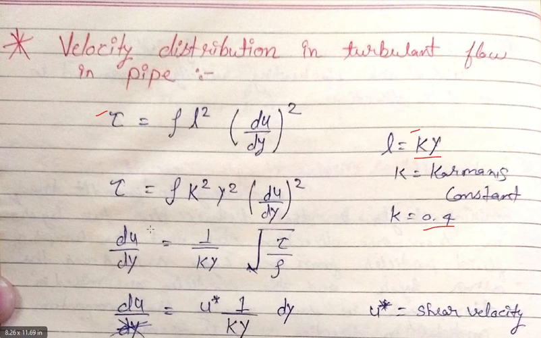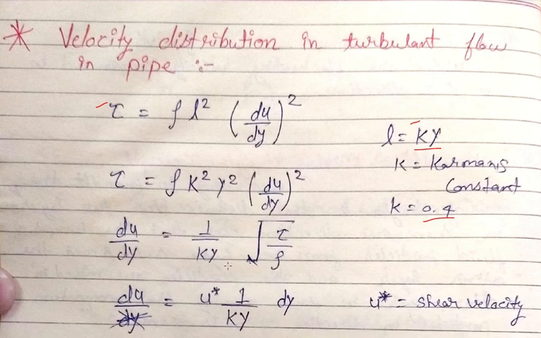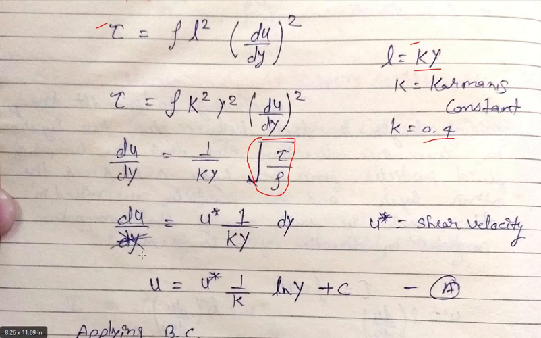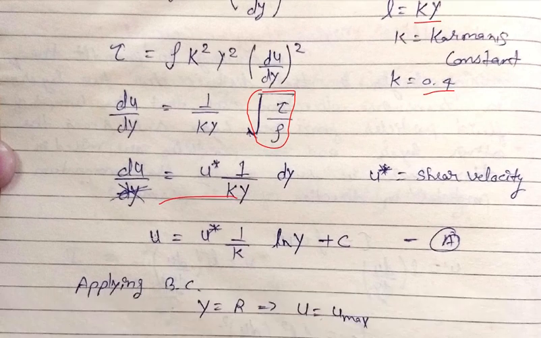So here du by dy is equal to 1 by ky root of tau by rho. This root of tau by rho is known as shear velocity. This term is called shear velocity, and it is represented by u star. So du equals u star by k dy by y. Now integrate this. After integration, u equals u star by k ln y, that means natural log y, plus c.